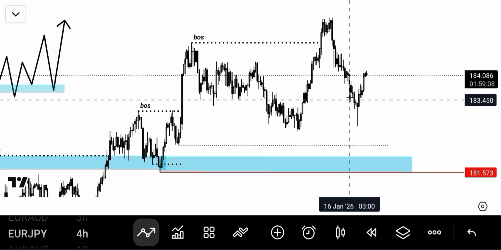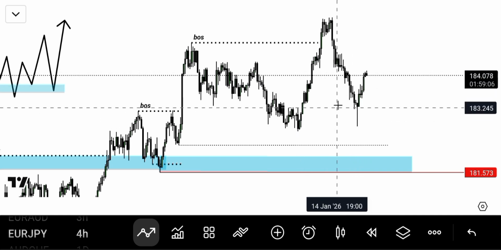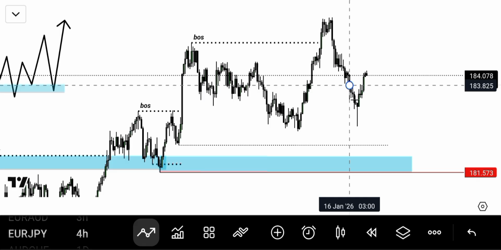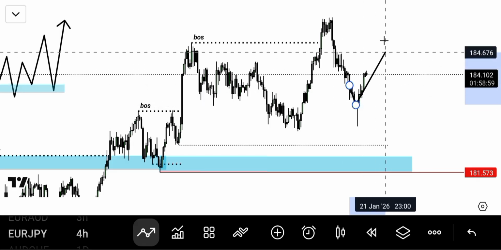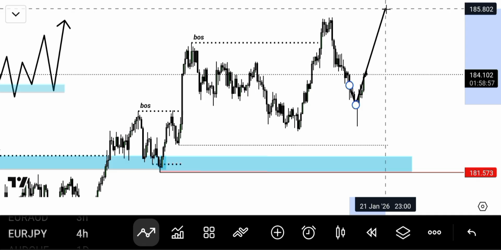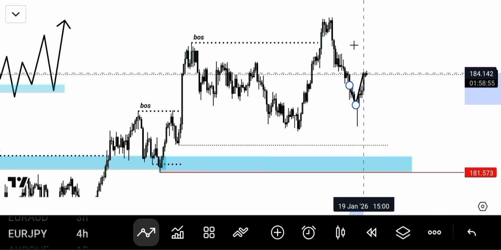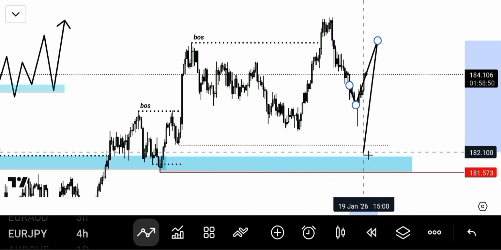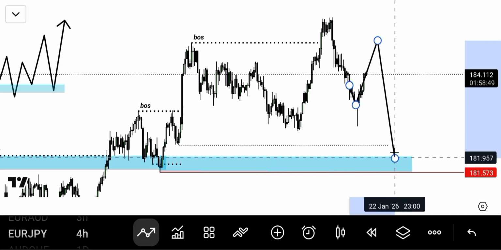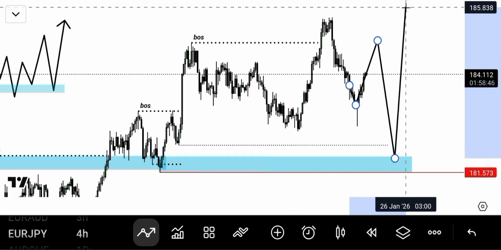Something that I've noticed is that in as much as price is reacting off of this zone, price is not going to trade all the way up to this place. Rather, what price is going to do is retrace to premium and then finally take out this liquidity and tap into this zone.